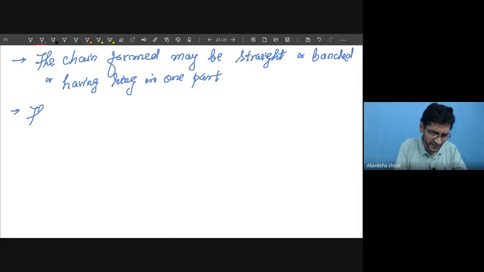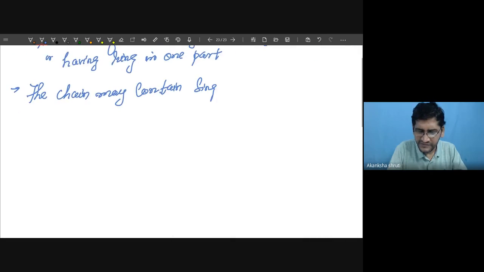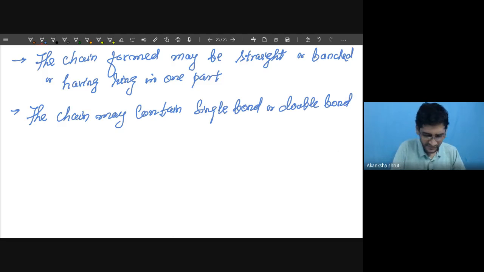So the chain may contain a single bond, which means it is always a covalent bond, students, or a double bond or a triple bond also.